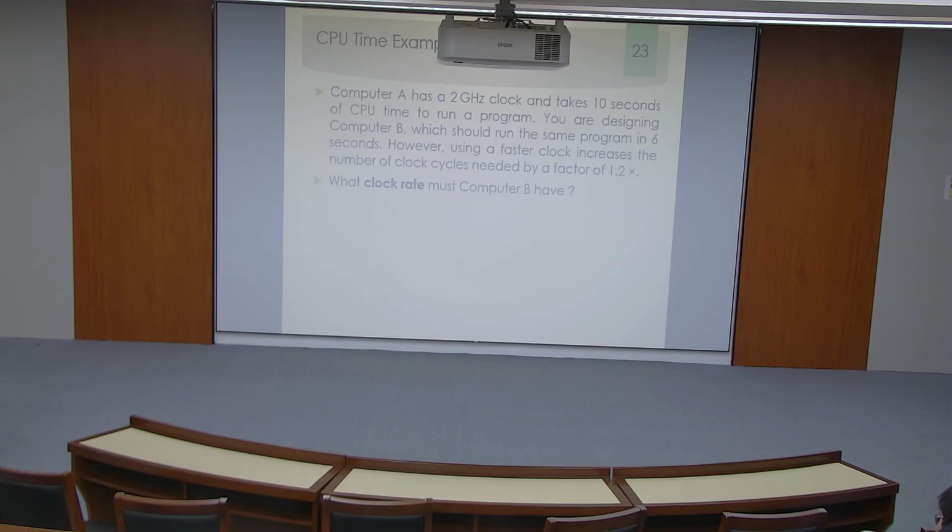Since we have the CPU clock cycles for computer A, it is much easier for us to find the clock rate for computer B. We have 1.2 times the CPU clock cycles for computer A, that is 20 times 10 to the power of 9, and we have the CPU time for computer B, which is 6 seconds. This is 24. 24 divided by 6 is 4. 4 times 10 to the power of 9, that is 4 gigahertz.